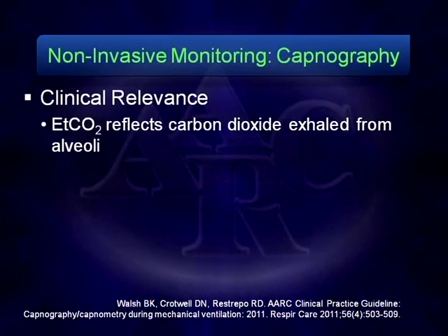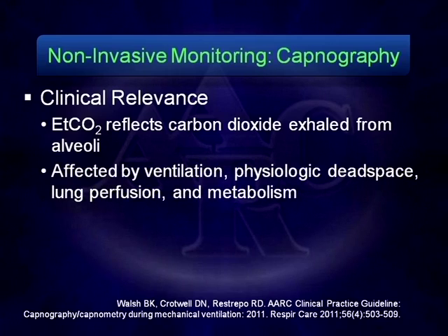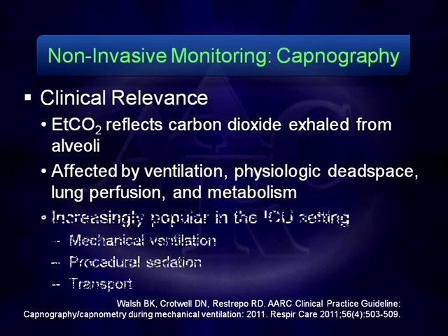It comes in where we get a graphical display of a capnograph, or sometimes we just get a numeric display, or both, oftentimes both. And what end-tidal does is it reflects carbon dioxide that's exhaled from the alveoli versus the transcutaneous or something being on the skin. This is actually measuring the breath that's coming out. So things that affect end-tidal CO2 would be ventilation, physiologic dead space, patient metabolism, perfusion, and things like that, or lung perfusion.